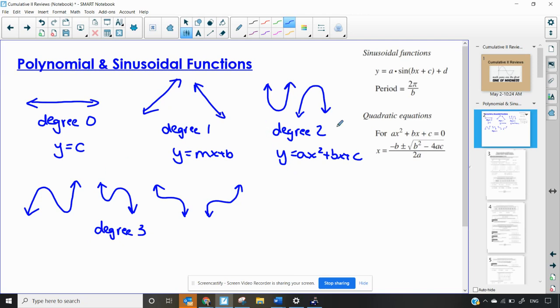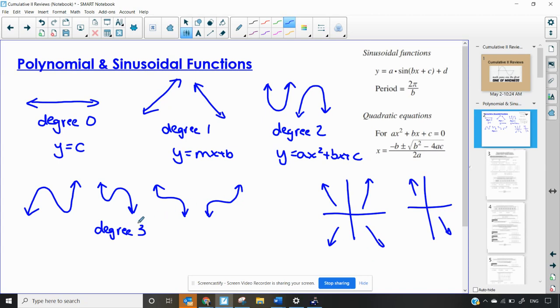And then we also talked about odd functions versus even functions. If I have an even function, the end behavior, both tails are either both pointing up or both pointing down. If I have an odd function, then one tail might be up and one tail would be down.